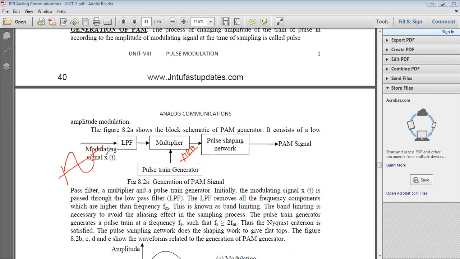So here we take the first stage as the low pass filter. Always the modulating signal has low frequency. So to eliminate any unwanted high frequencies, we must first pass it through the low pass filter. If any high frequencies are present in our message signal, those components are rejected by the low pass filter. So at the output of the low pass filter, we have a perfect modulating signal.